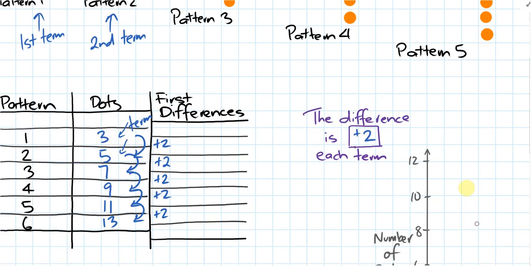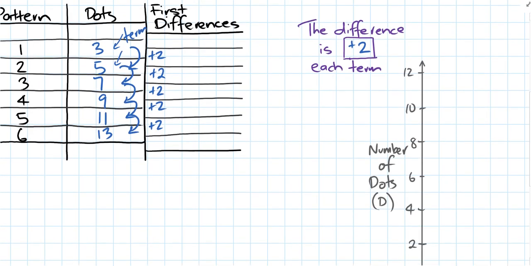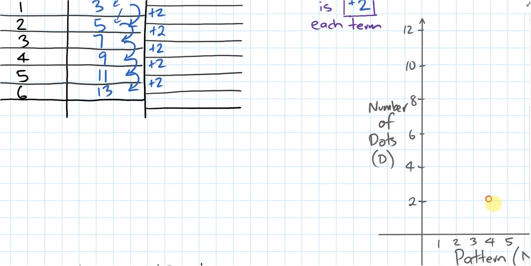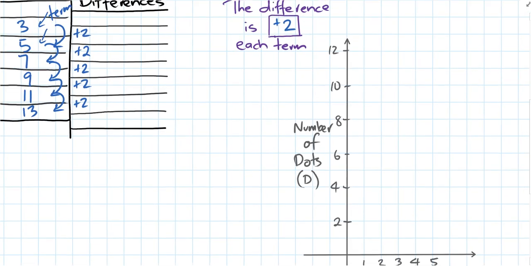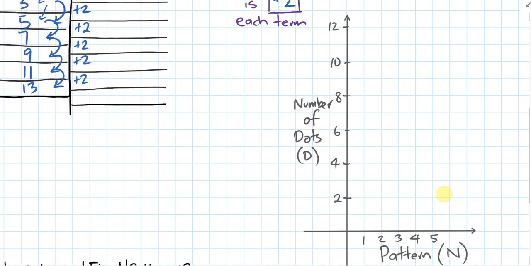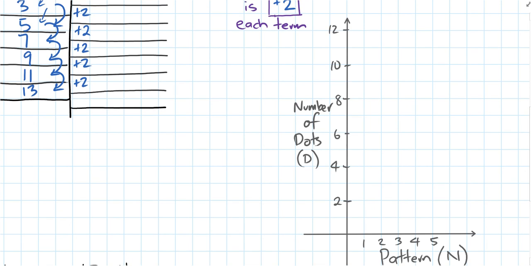So if I just scroll down to my grid here, so it looks like this. So pattern number will always go along the horizontal axis. And for pattern number 1, I know there are 3 dots. So I go to 1 and then up to 3 and just put a point there. Pattern number 2, there are 5 dots. So go along to 2 and up to 5.